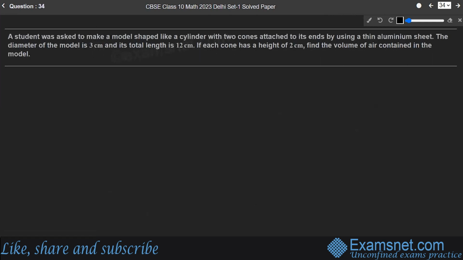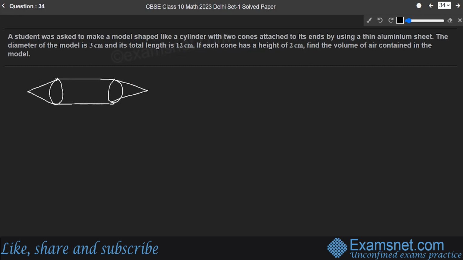Now, question number 34. A student was asked to make a model shaped like a cylinder with two cones attached to the ends. So let us make the cylinder first. This is a kind of cylindrical figure for which the model has been created. And make a model shaped like a cylinder with two cones attached to its ends. So let us attach two cones to its ends. This is one cone and this is the other cone. Two cones have been attached, outside aluminum sheet.